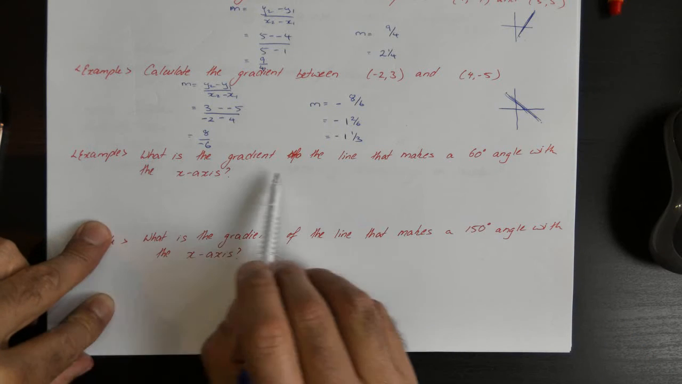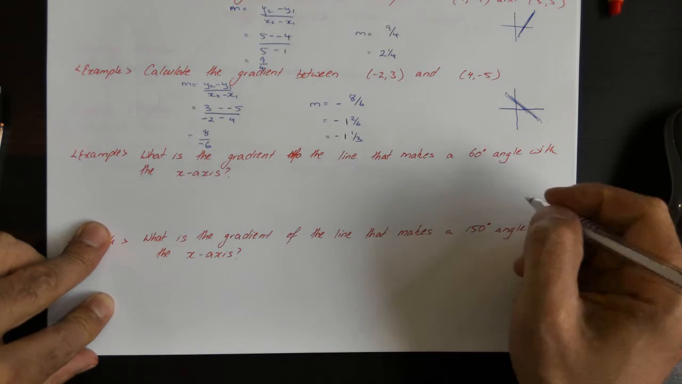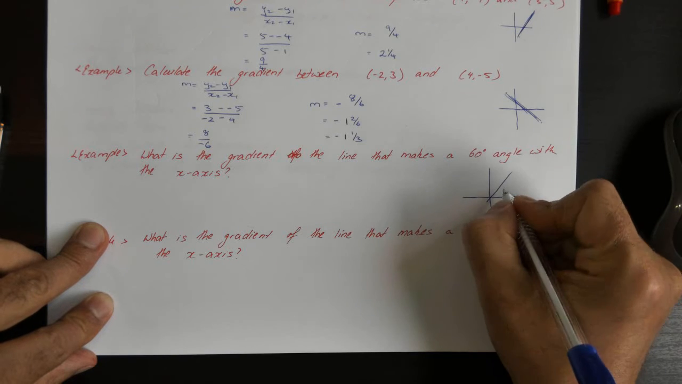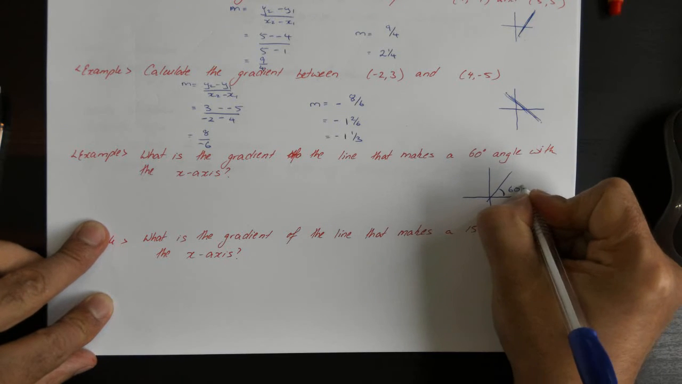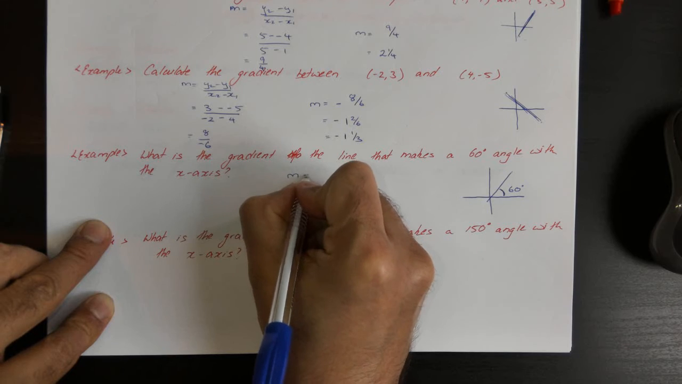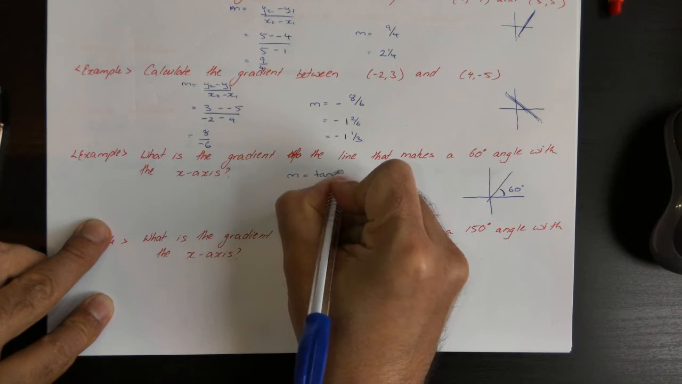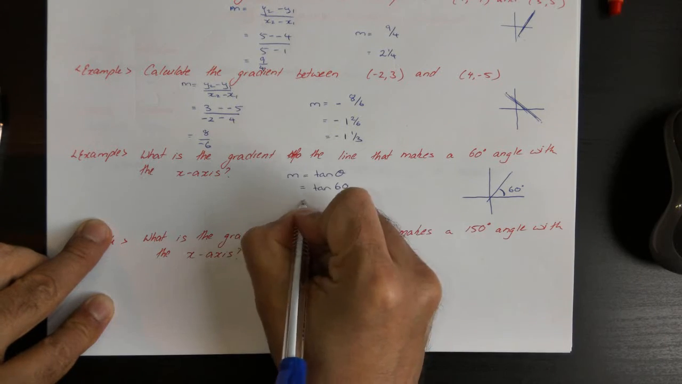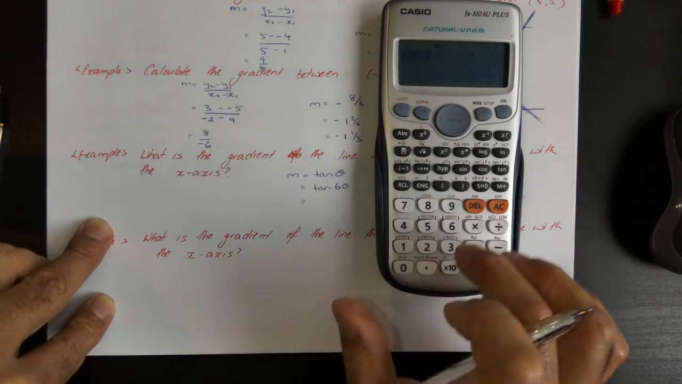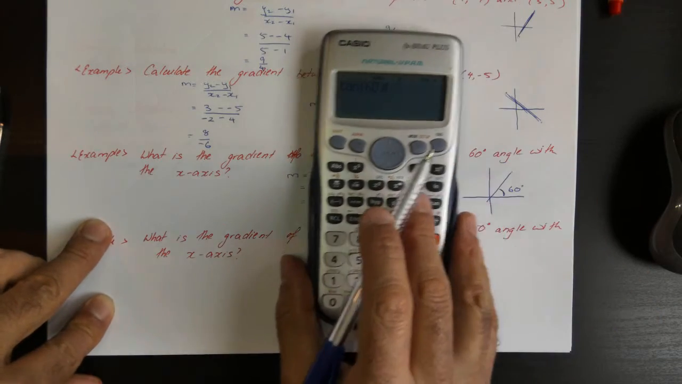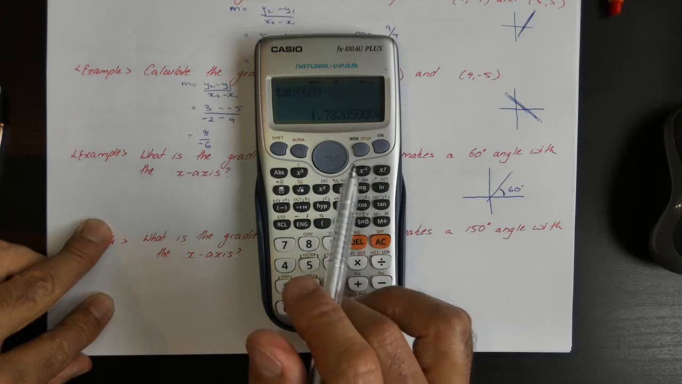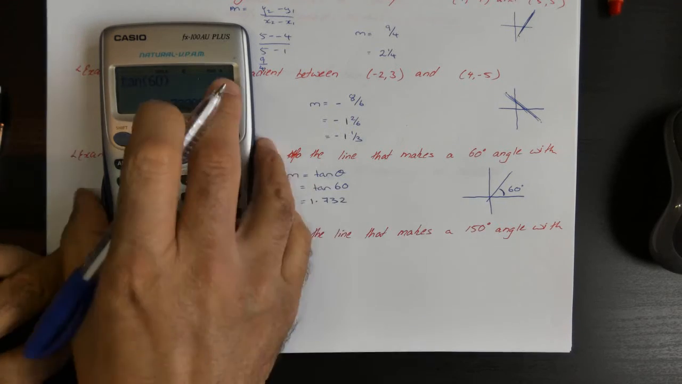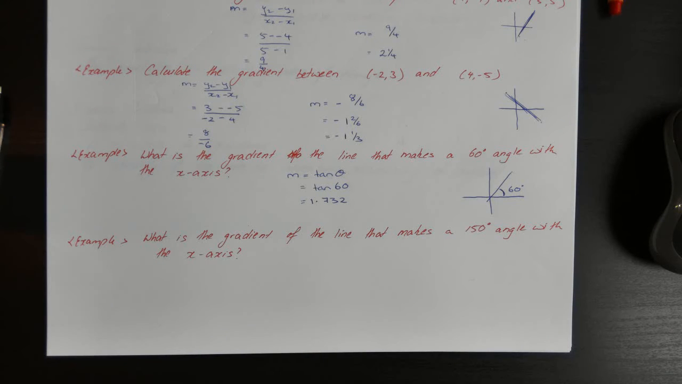Second quick example: what is the gradient of the line that makes a 60-degree angle with the x-axis? What that means is I have this line and it's making 60 degrees there. Well, m is equal to tan theta. In this situation, theta is 60. So using the calculator, I plug in tan 60. I make sure I'm in degrees mode. Yep. And I get 1.732.